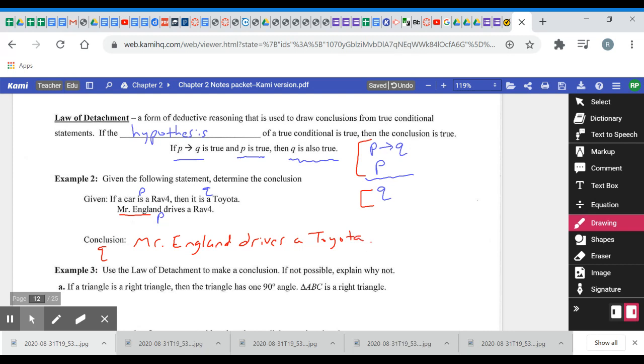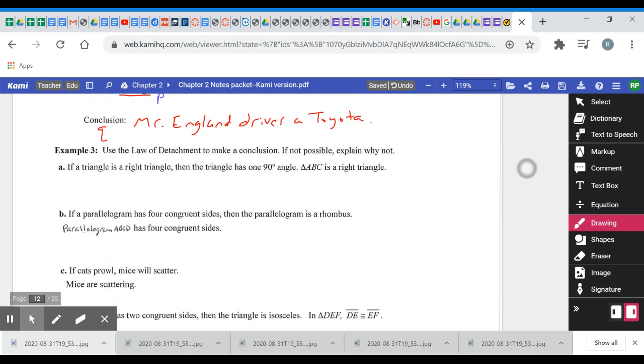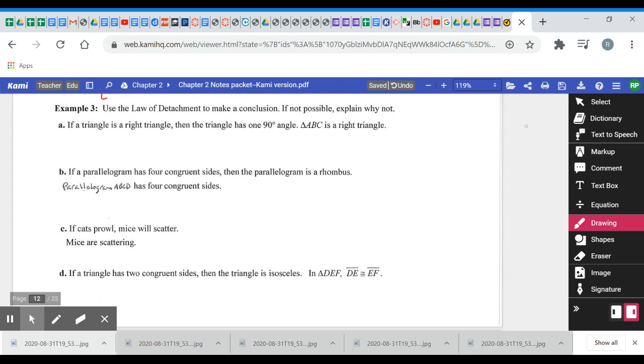Okay. So again, that's just a process of seeing if it is set up like law of detachment, and if so, I can reach a true conclusion with that. All right, on example 3, it says use the law of detachment to make a conclusion. If not possible, explain why not. So in this case, they just have it written horizontally, but still same idea.